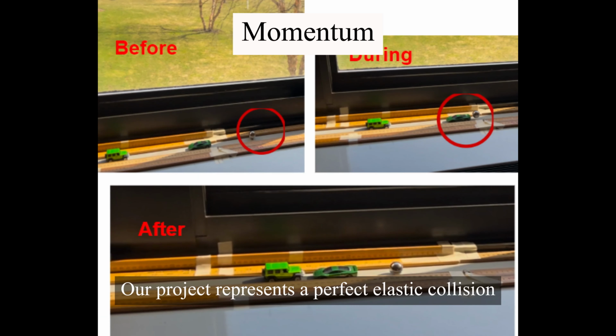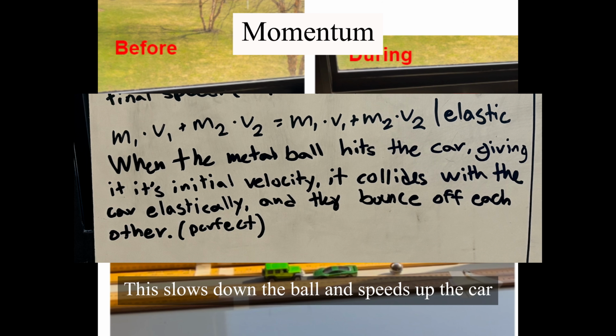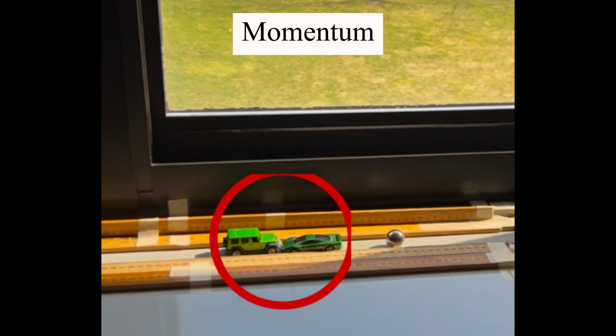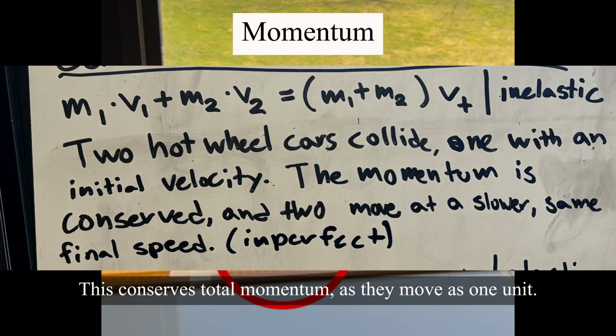Our project represents a perfect elastic collision when the metal ball hits the Hot Wheel car. After they collide, they do not stick together, but bounce off one another. This slows down the ball and speeds up the car, conserving total momentum. The two Hot Wheel cars hitting one another and then sticking together show an imperfect inelastic collision because they do not bounce off one another. This conserves total momentum as they move as one unit.